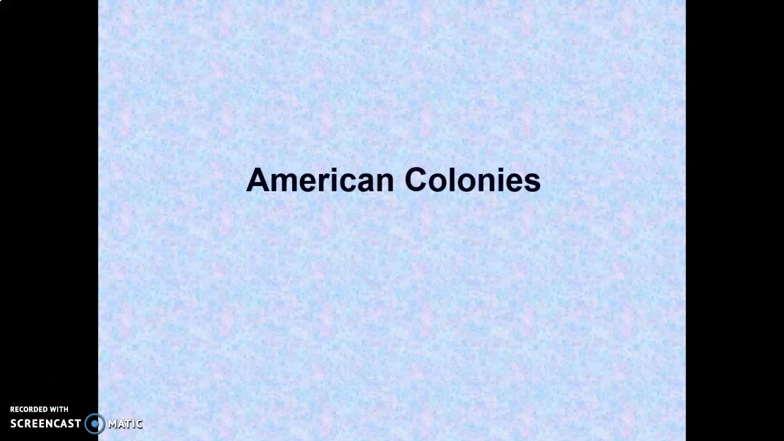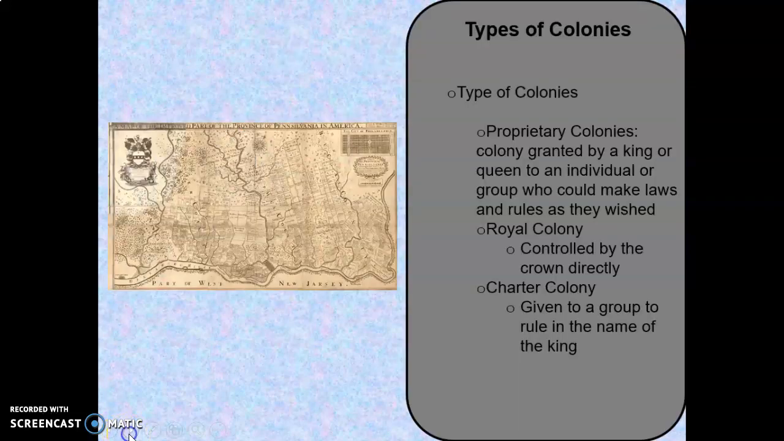In this section, this is the American Colonies Come of Age. So, types of colonies, you need to know these for your test. You need to know what a proprietary colony is, a royal colony, and a charter colony.